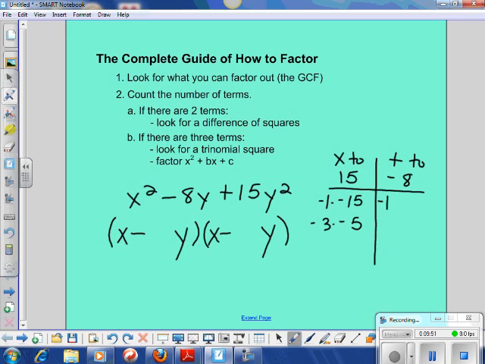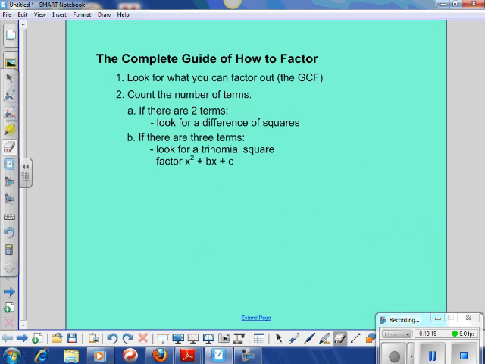So negative 1 plus negative 15 equals negative 16. That's not our number. And negative 3 plus negative 5 is negative 8. That's our number. So we're going to take our negative 3 and our negative 5, and that is completely factored out. Let's try the third scenario that we can have, and that would be if we have two negative signs, one in the middle.